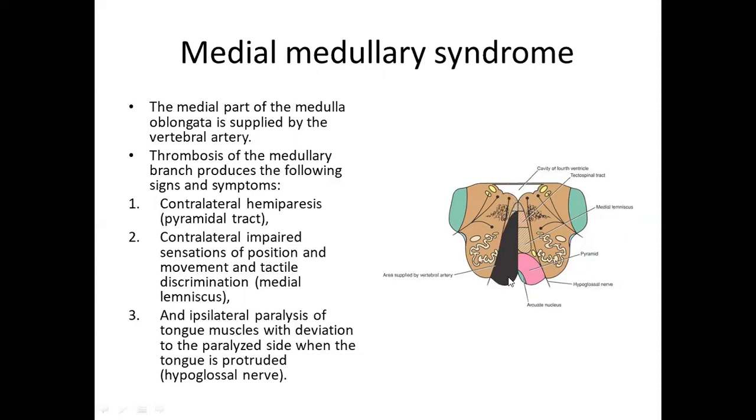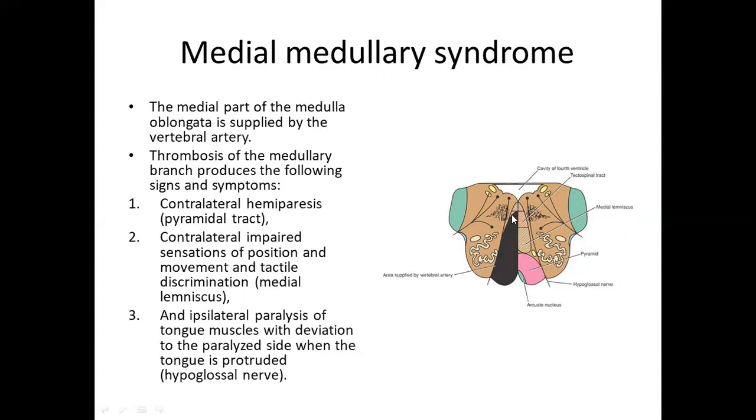Because the pyramidal tract is affected, there will be contralateral hemiparesis. Why contralateral? Because there will be decussation of the fibers at the level of the pyramid. They will cross to the opposite side, so that is why there is hemiparesis of the opposite side. Then there will be contralateral impaired position and movement sense and tactile discrimination because of the medial lemniscus. If you remember, there was also sensory decussation. So that is why there is contralateral loss of tactile discrimination.